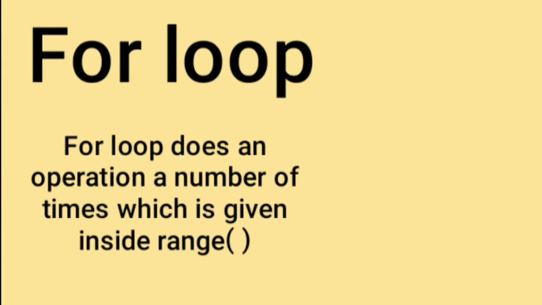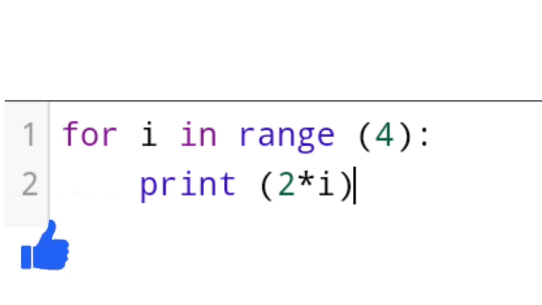If the number inside the range is 5, it will do the operation 5 times. Here is an example for loops. For i in range 4, print 2 into i. It will print the even numbers from 0 to 6.